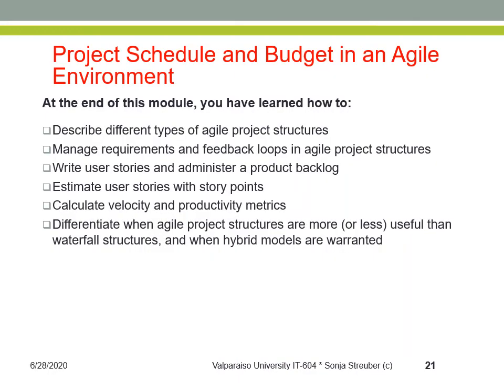So here is what you have learned in this module. You have learned the difference between predictive and adaptive project structures and have seen in detail what incremental and iterative Agile project structures look like. We have looked in detail at how user stories are built and how they are administered in a product backlog. You have also learned how the technical team estimates story points and how the product owner calculates the productivity metrics by which you and your team will be measured at the end of each sprint, if not at the end of each day.